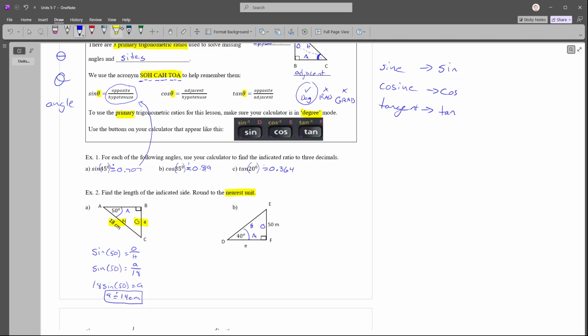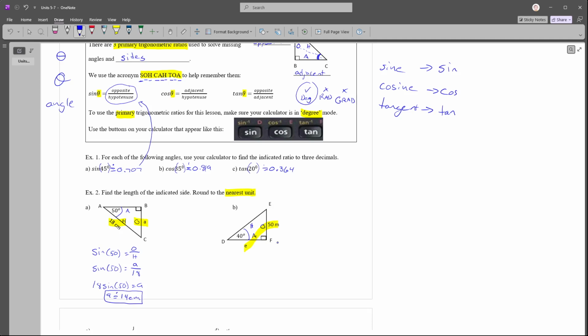So now we got to look and say, well, what letters do we have and what letters do we need? Well, I'm trying to find E, which is the adjacent, and I have the opposite, which is 50. So I'm looking at this information. So that means O and A. So SOHCAHTOA. That means, oh, opposite and adjacent. That means I'm dealing with tangent.